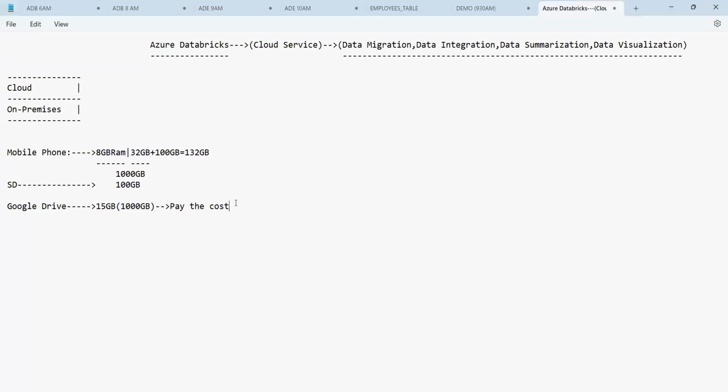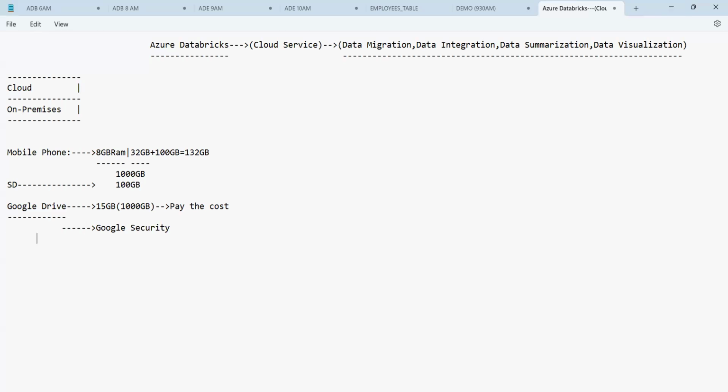Now, the second situation is that when you store the data in Google Drive, who is responsible for the security of your data? Yes, ultimately Google will take care of the security feature. So we can say Google will take care of the security of your data.